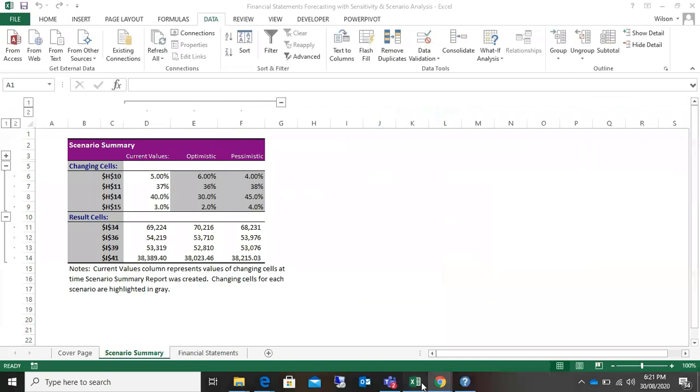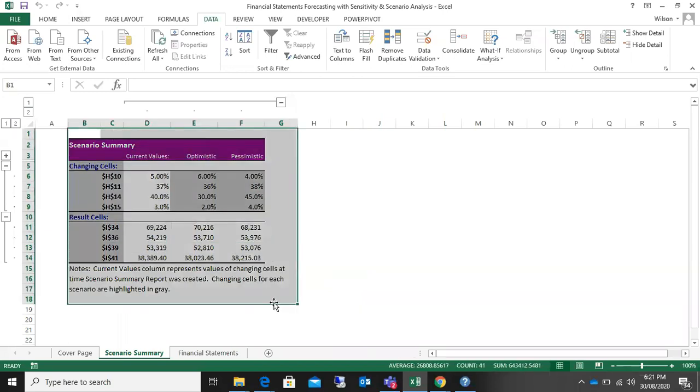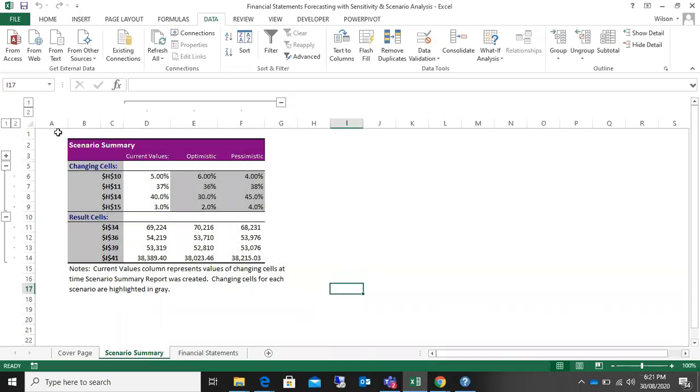Okay, sorry. So this is the scenario summary here. What Excel will do is automatically create a separate sheet for you, a new sheet in your workbook, as a scenario summary. So what we're going to do is that this workbook that is here, you are not going to show it in your report. You are going to hide it.